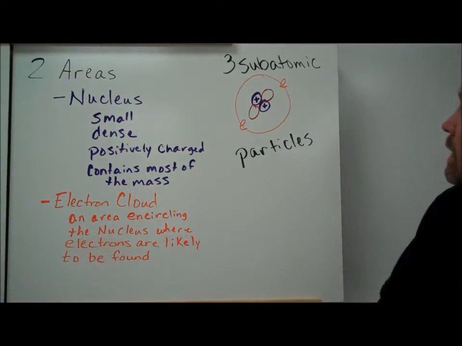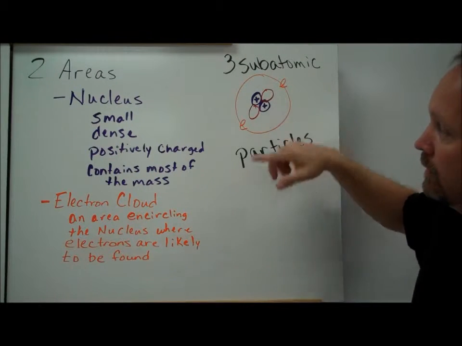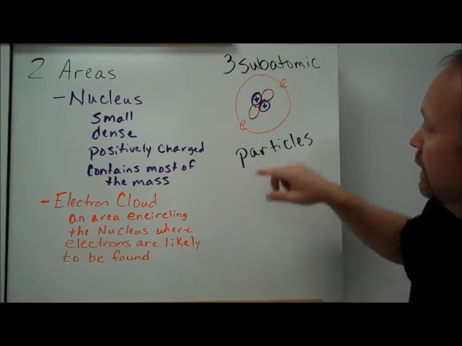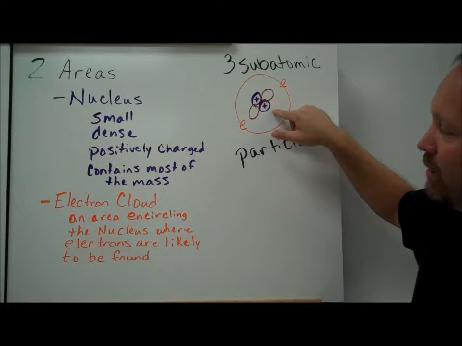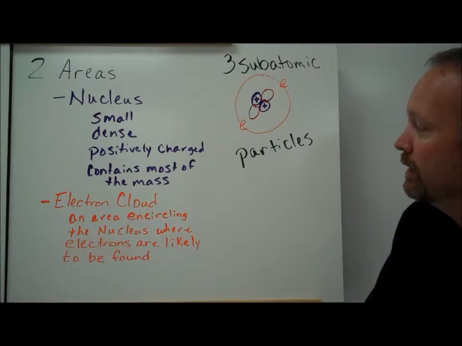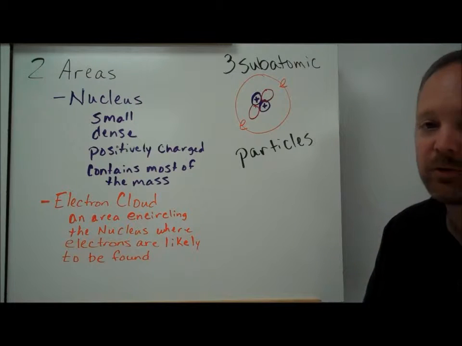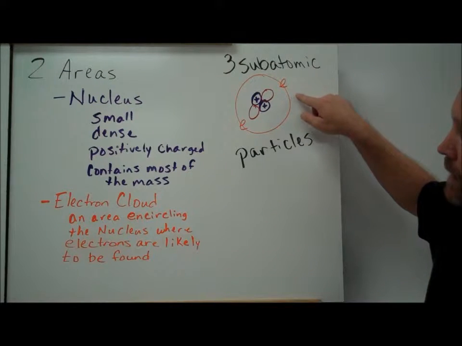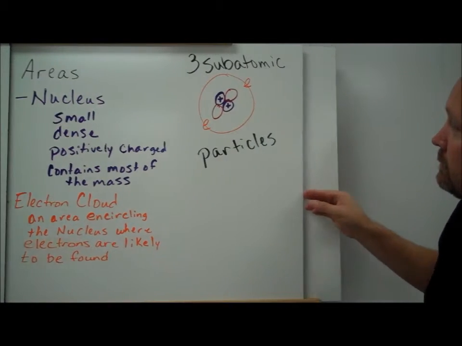There really are three subatomic particles. You have the protons, the neutrons, and the electrons. And they really are found in two different areas. The protons and neutrons are found in the nucleus. This is a small, dense, positively charged part of the atom. It contains most of the mass. You also have an electron cloud, which is around the outside. That's the area encircling the nucleus where electrons are likely to be found.